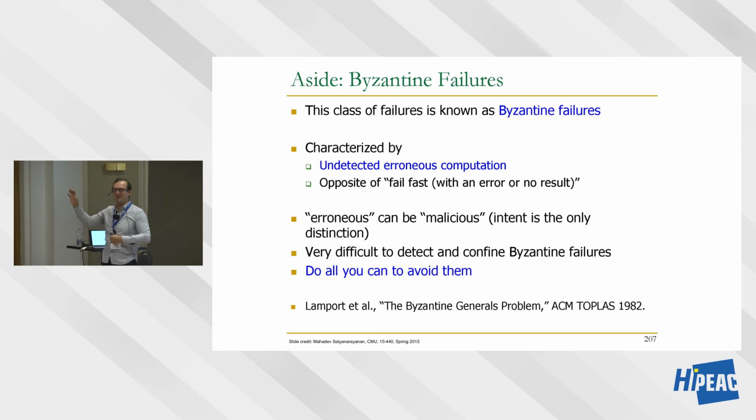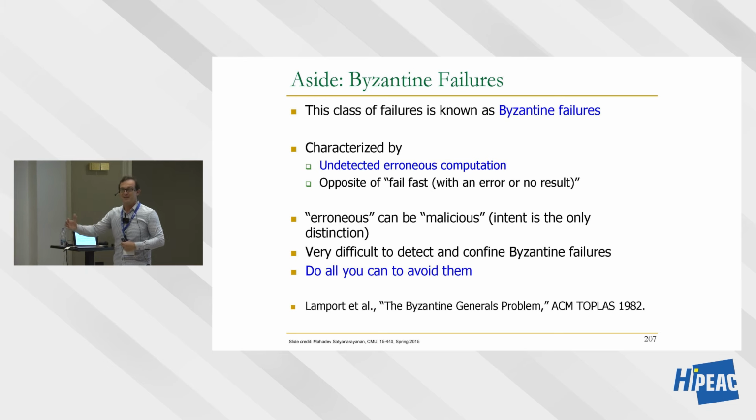How many people know about Byzantine failures here? Distributed systems people. Okay, some people, that's good. So you would agree with that probably, right? Basically, these are characterized by undetected erroneous computation. It's really the opposite of what you should do in a failure tolerant system, fail fast. Here, you have silent data corruption, and these errors can be malicious also. So it's very difficult to detect and confine these.